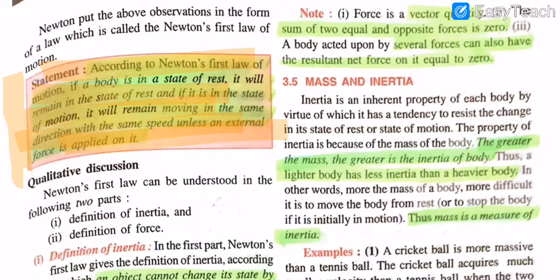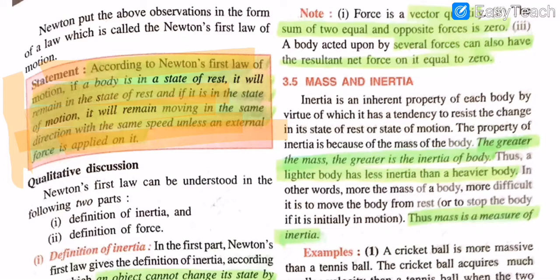So the qualitative discussion. Newton's first law can be understood in two parts, as I said. Let's start off with the definition of inertia. In the first part, Newton's first law gives the definition of inertia, according to which an object cannot change its state by itself. If the object is in a state of rest, it will remain in the state of rest. And if it is moving in some direction, it will continue to move with the same speed. And this is inertia, basically, because this was Galileo's law of inertia, right? So it will continue to move with the same speed in the same direction unless an external force is applied on it.